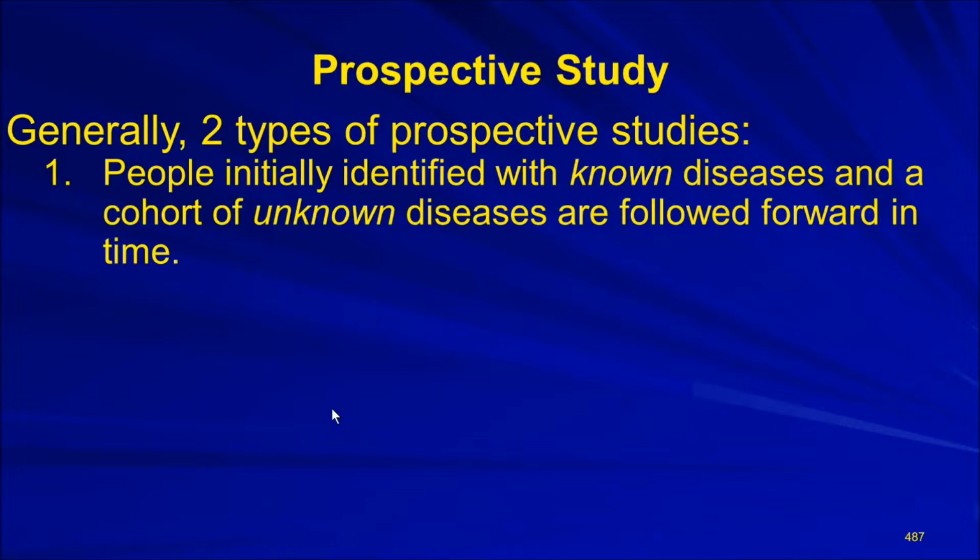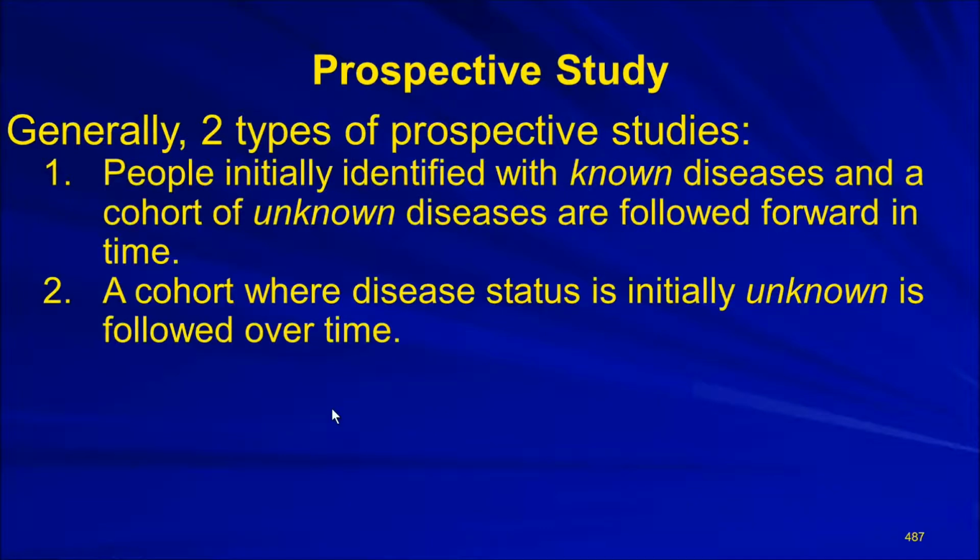Okay, the second one is a cohort where the disease status is initially unknown and followed over time. So we have two groups, and they may have some exposure or not, but they are reviewed over time, and they become exposed to something or not, and then they classify themselves into particular study groups, and I'll share that with you in a minute. So don't get confused, just stay with me.